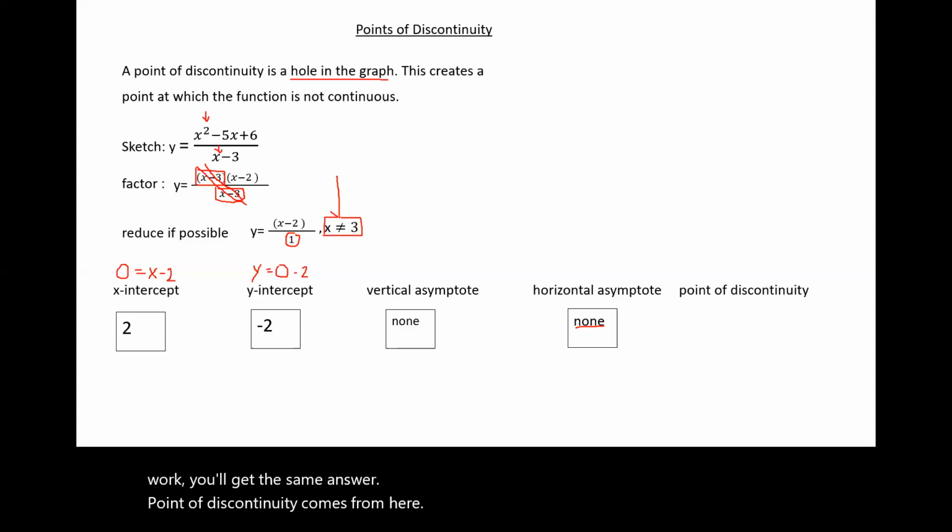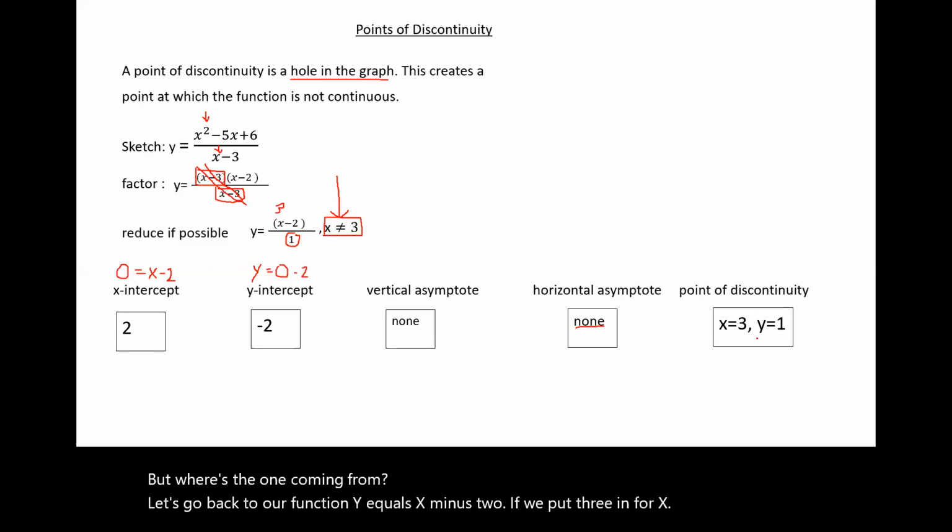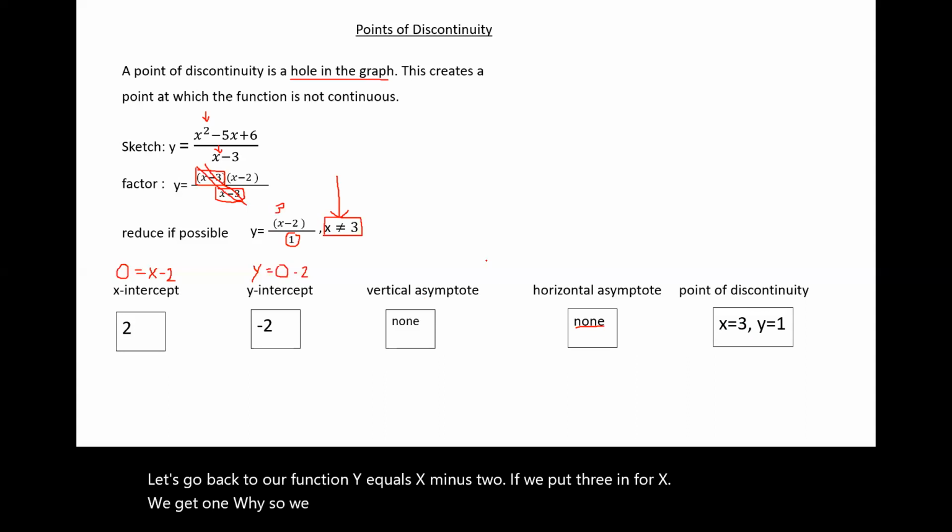What is x not allowed to equal? And the answer is 3. But where's the 1 coming from? Let's go back to our function. Y equals x minus 2. If we put 3 in for x, oh, we'd get 1 for y. So we know exactly where the hole is. Rather than just a vague hole in the graph, we can figure out exactly where it is.